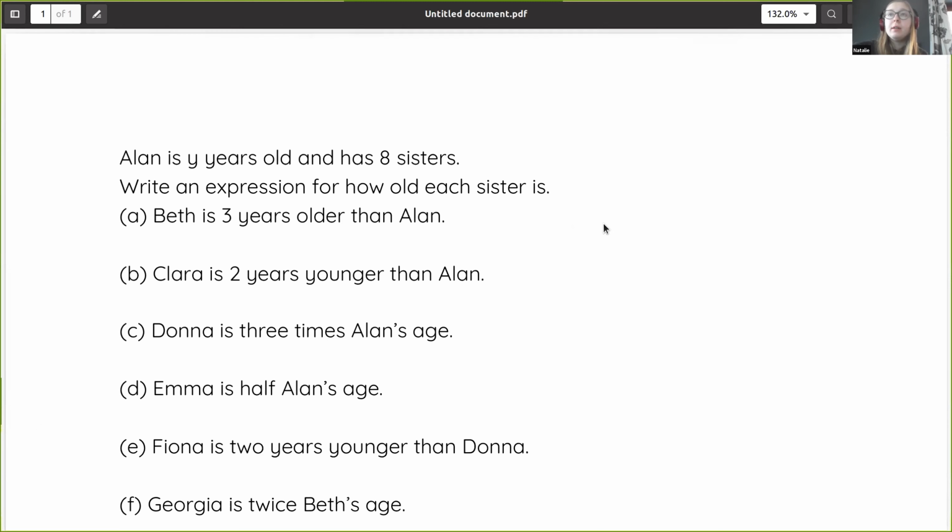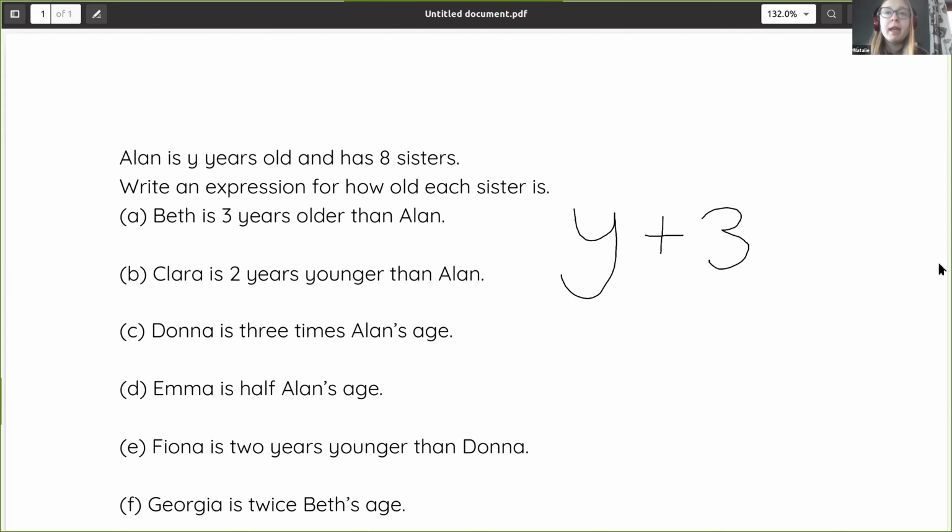Well, if Alan, I've just realised I'm not annotating. If I don't annotate, then I won't be able to write, will I? If Alan is Y years old, then Beth is 3 more years older than Alan, and we would write that as Y plus 3. So if Alan was 10, Beth would be 10 plus 3, which is 13. So it doesn't matter that we don't know what Y is. We know that Beth is 3 more years older than Alan, and so we can write that as Y plus 3.